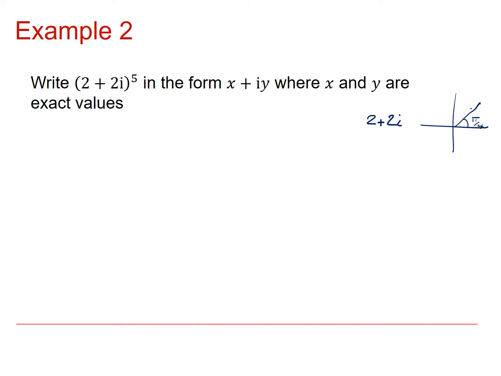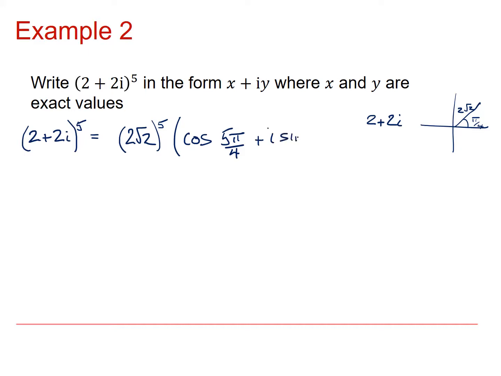I'll quickly see that that's an isosceles right angled triangle, and that length there is going to be 2 root 2. It's just the diagonal of a square of side 2. So I can rewrite this, that's 2 plus 2i to the 5, as 2 root 2 to the power 5 times cos of 5 pi by 4 plus i sine 5 pi by 4.